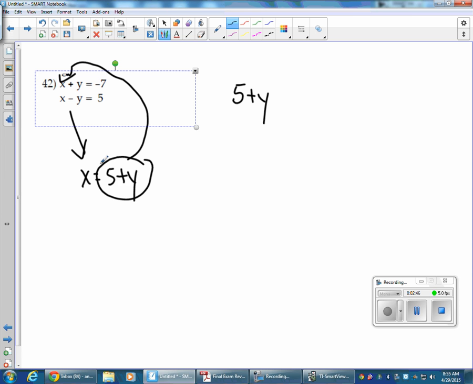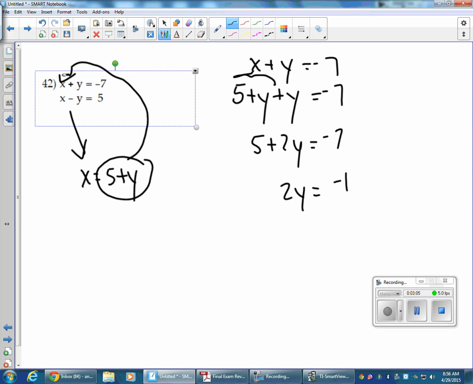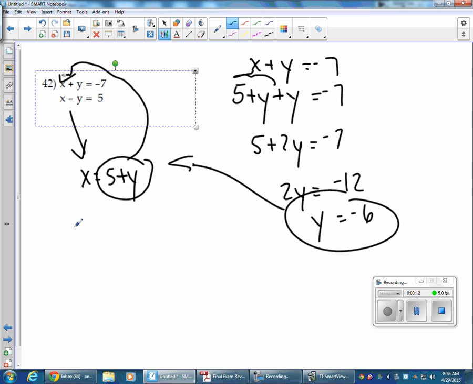But if you use substitution, the top line becomes 5 plus y, that's where x was, and then plus y equals negative 7. So it was x plus y equals negative 7. Since x is 5 plus y, I just replaced it. So that becomes 5 plus 2y equals negative 7. Subtract 5, you get 2y equals negative 12. y equals negative 6. And if y is negative 6, that's half my answer. We'll plug it in here: x equals 5 plus y, which is negative 6. So x equals negative 1. My point would be negative 1, negative 6.